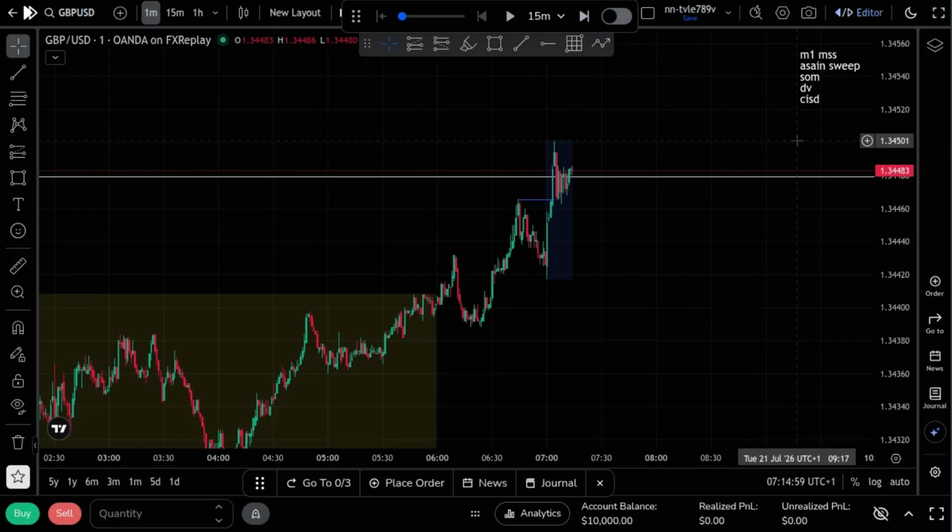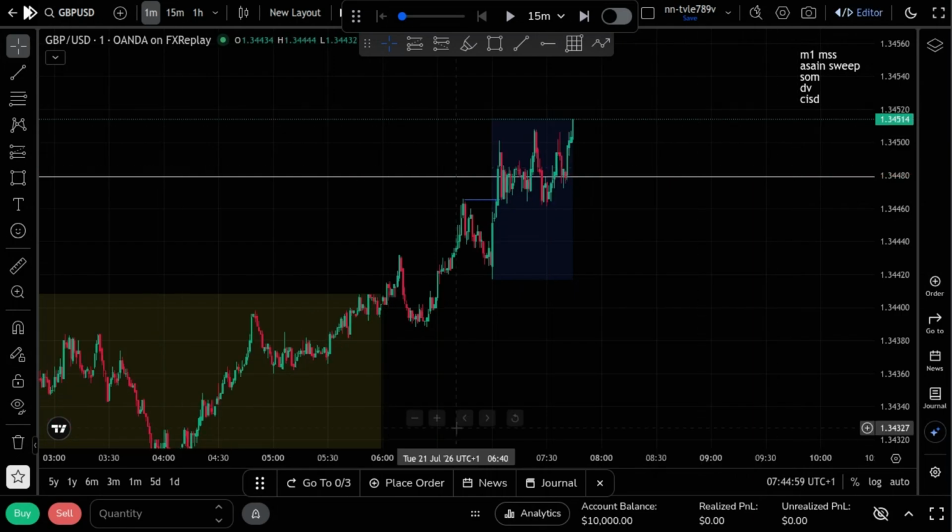And the last one is the change in state of delivery, which means after the divergence, I start to see reaction, price breaking highs or lows that support my bias. Unfortunately, I cannot show you divergence right now because I'm using the FX Replay tool.